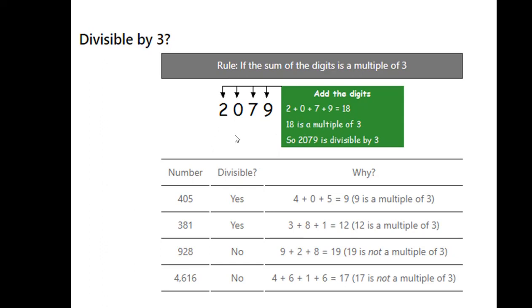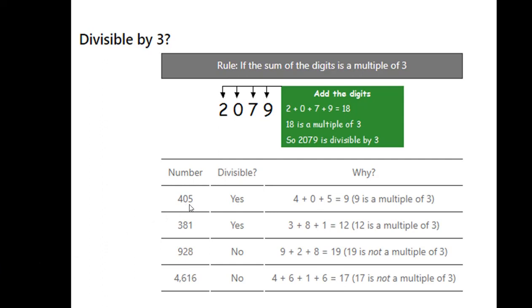So in this example, 2079, you are adding 2 plus 0 plus 7 plus 9 equal to 18. You know that 18 is divisible by 3. 3 into 6 is 18. So it is divisible by 3. So the number 2079 is divisible by 3. Okay, understood? Some more examples we can see.